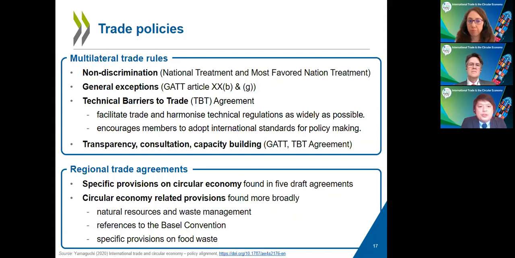Especially this third point on technical barriers to trade, the TBT Agreement aims to facilitate trade and harmonize technical regulations as widely as possible and encourages members to adopt international standards for policy making. This is to cut down on the compliance costs, not to excessively have a burden on economic actors that are operating at the global level. Second, on the regional trade agreements, we see several developments, and there are specific provisions on circular economy found in 5 draft agreements so far. There are also circular economy related provisions found more broadly, such as on natural resources or waste management, references to the Basel Convention, or there are specific provisions on food waste that are found in the US-Mexico-Canada agreement.